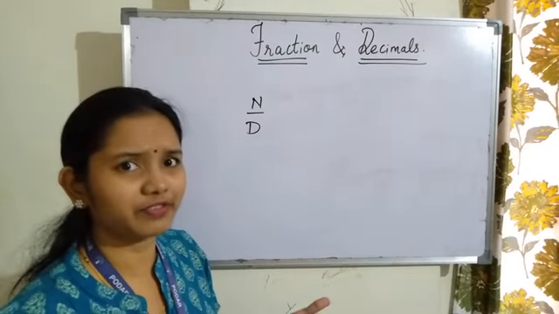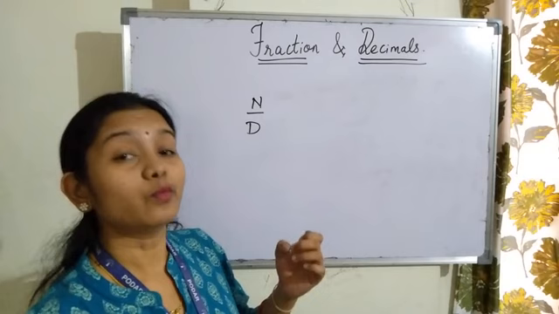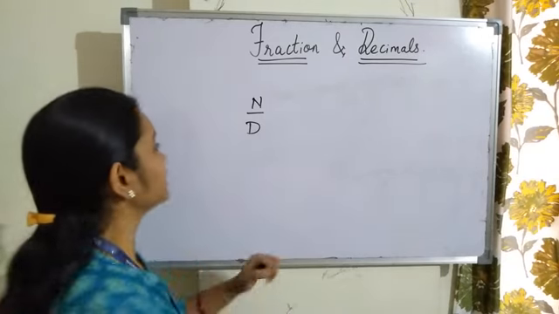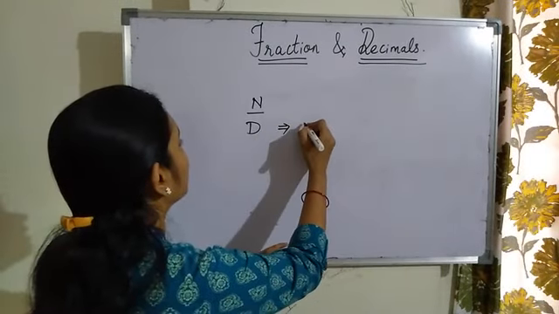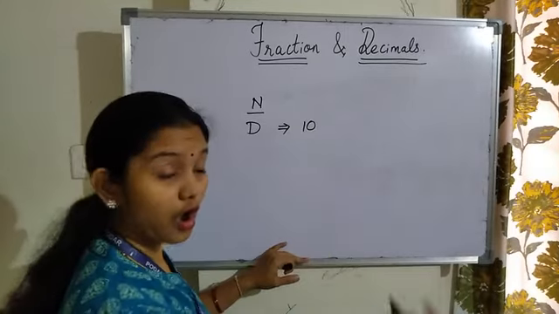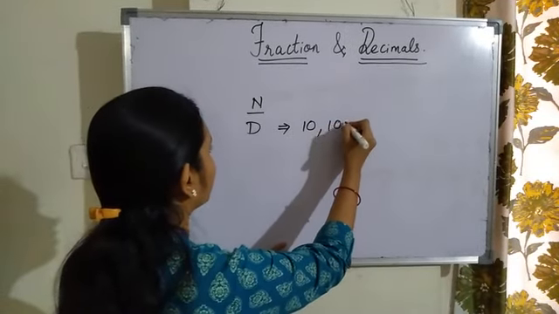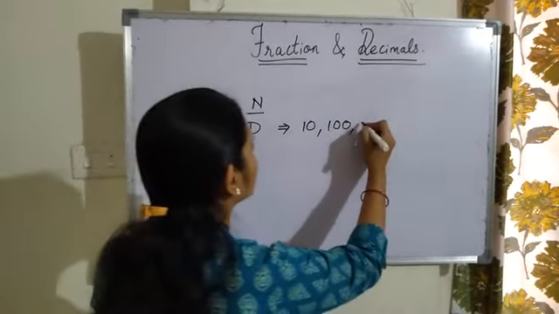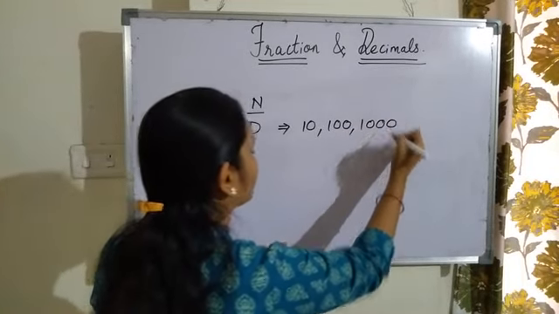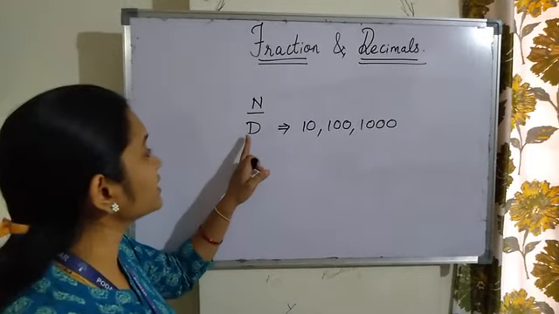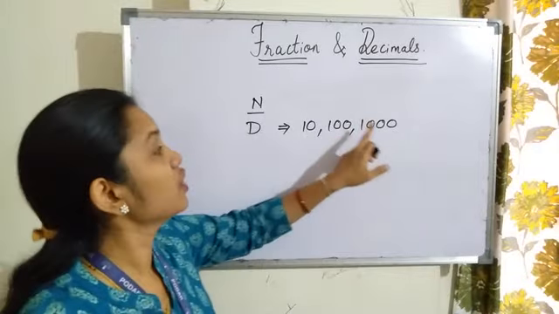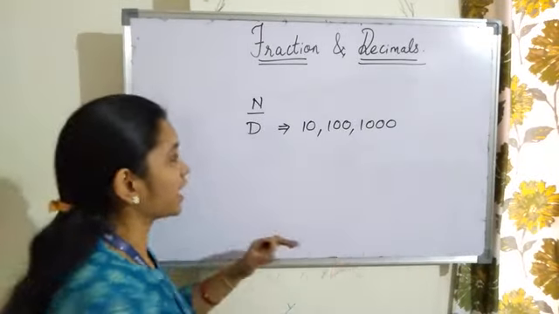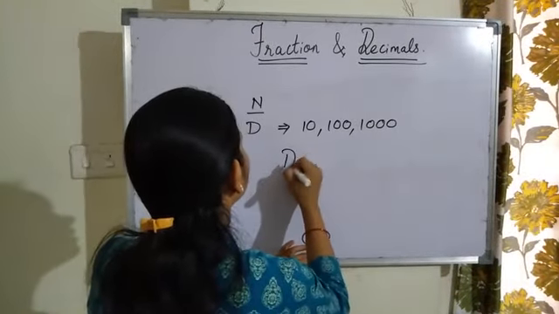What do you mean by decimal fraction? A fraction where the denominator is 10 or 100 or 1000. A fraction where the denominator is 10, 100 or 1000 is called a decimal fraction.